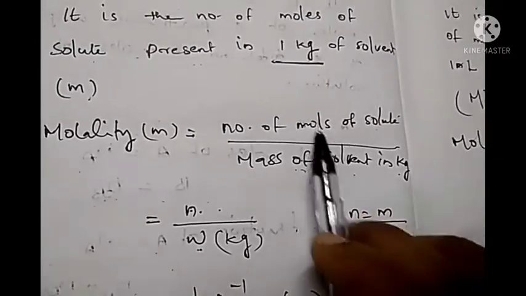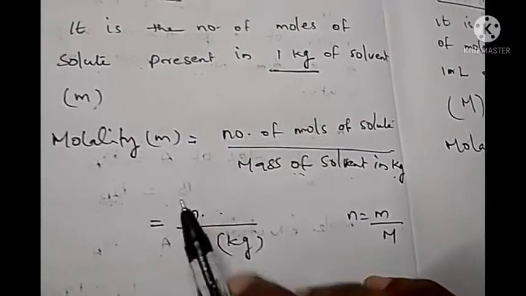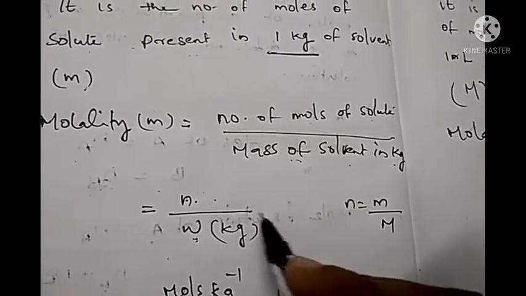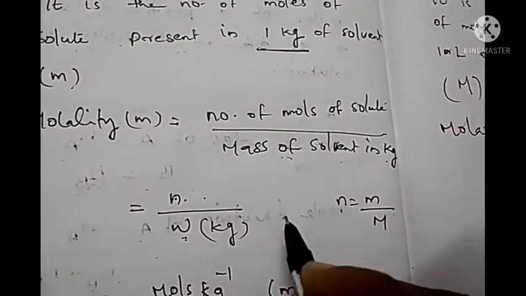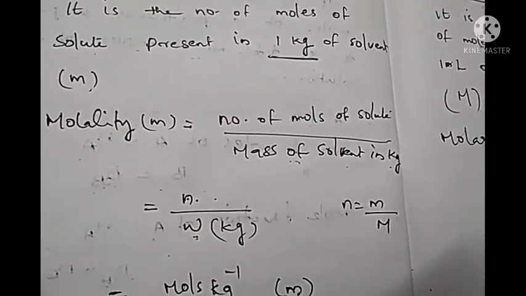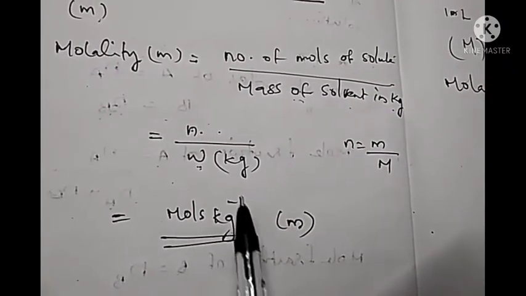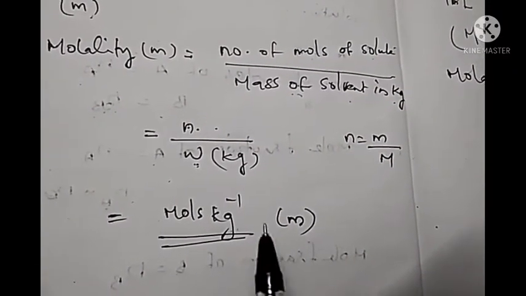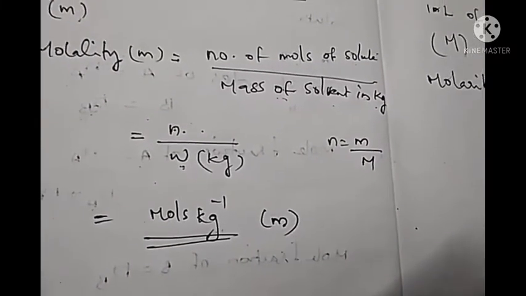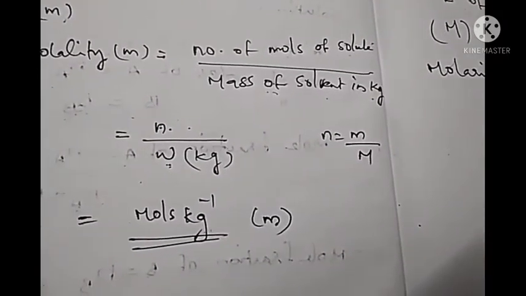Now, if we represent the number of moles by n and mass by W, we can write molality m is equal to n by W. What will be its unit? For number of moles, the unit is moles, and for mass, the unit is kilogram. So the unit of molality is moles per kilogram, that is mol kg raised to -1. This is the unit of molality, and it is also represented by small letter m.